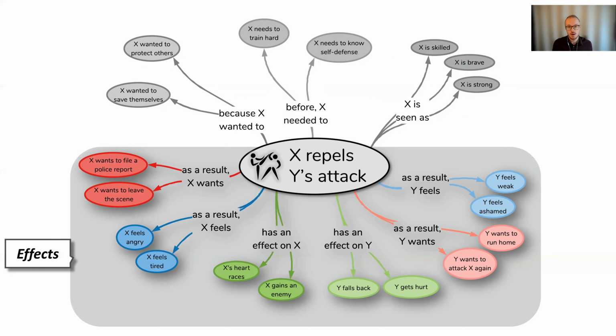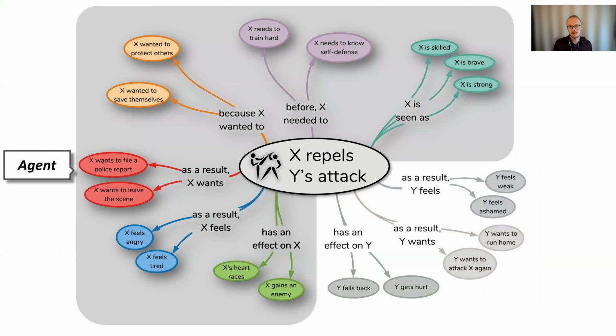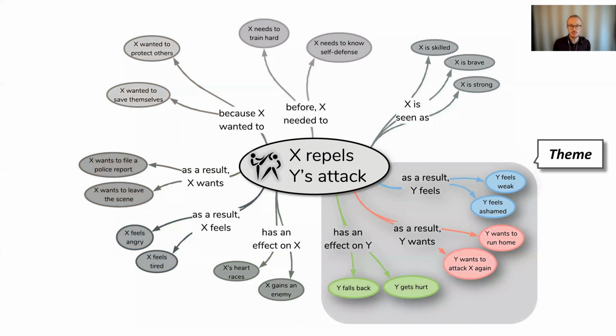And another way to think about the complex structure of the knowledge of ATOMIC is in terms of what happens to whom. Specifically, we can think about ATOMIC distilling knowledge about the agent of the event, so here X, the person doing the repelling, versus knowledge around the theme of the event, here Y, the person whose attack is being repelled.